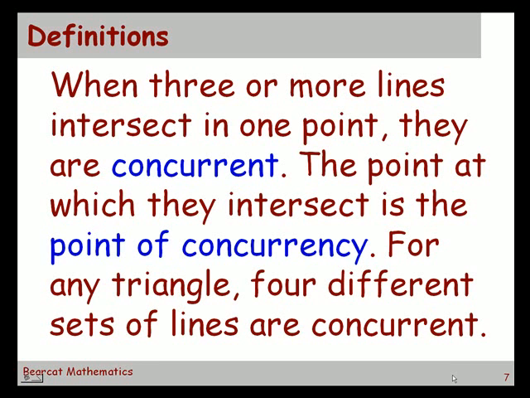How does it say for 3 or more lines? And it says 4 different types of lines? There are 4 different types of lines. Medians are one type of line that we could see in a triangle. Perpendicular bisectors of sides are another type we could see in a triangle. There are 4 different sets of those kinds of lines that turn out to be concurrent, and we're going to try to study at least 2 of those today.